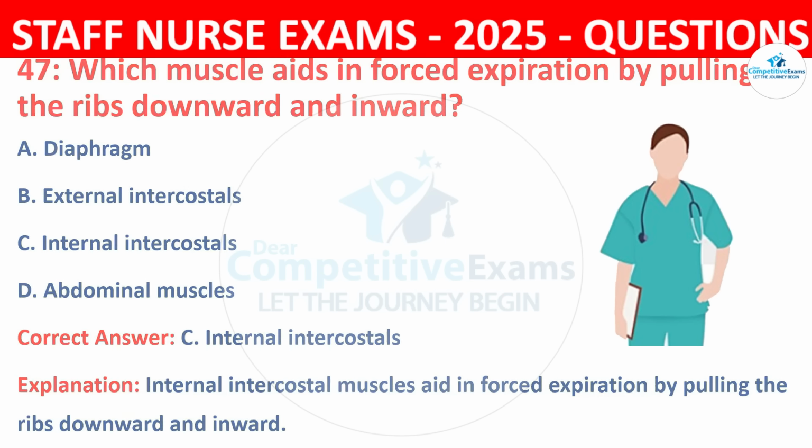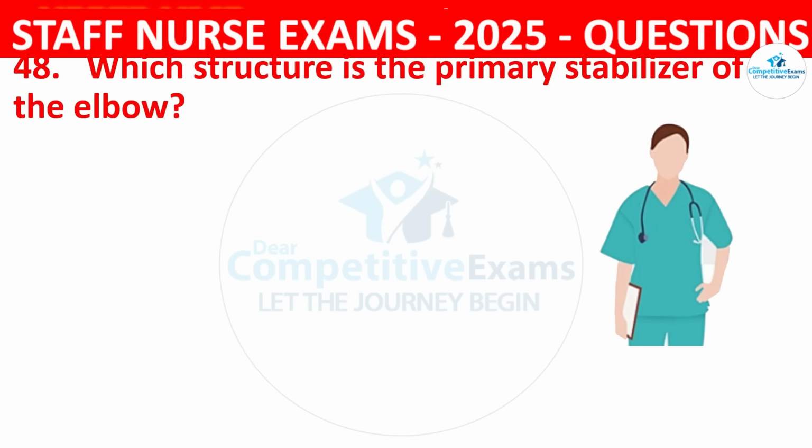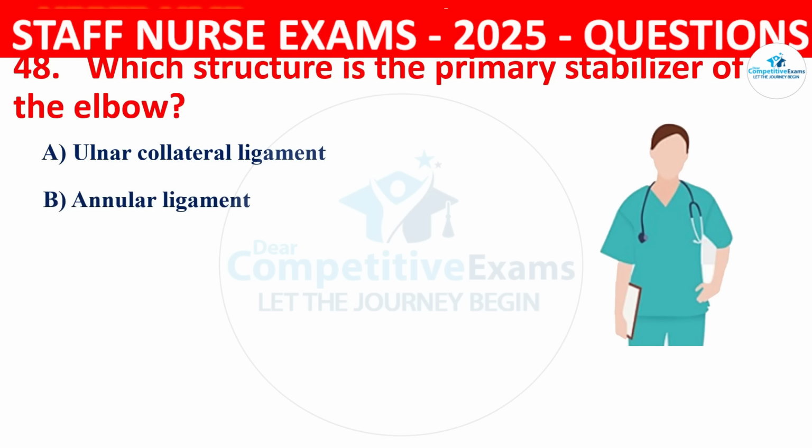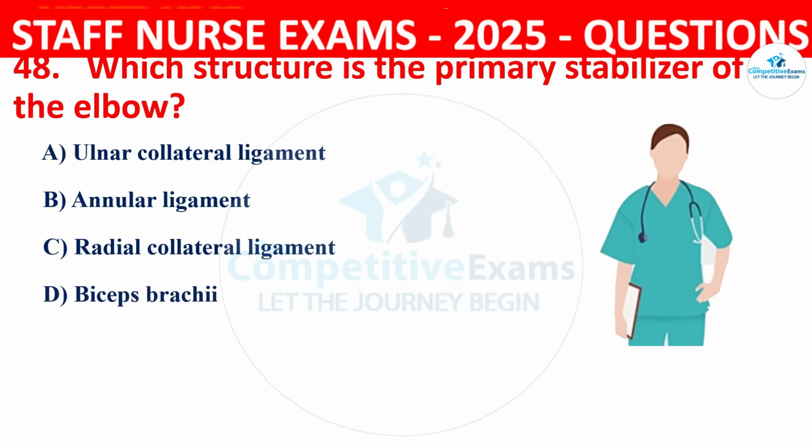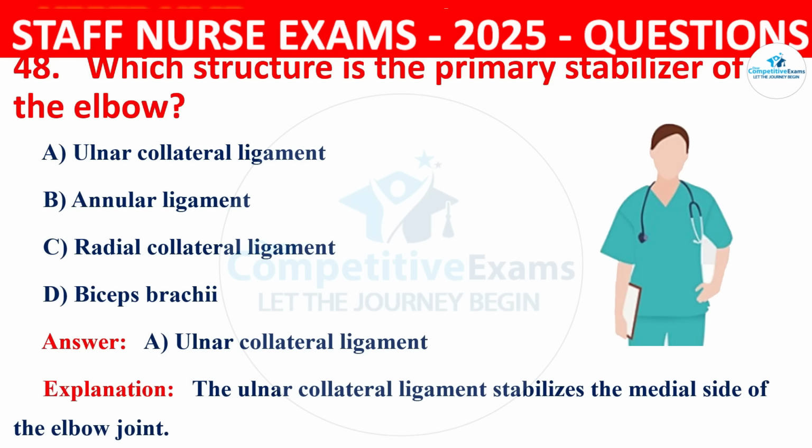Question number 48. Which structure is the primary stabilizer of the elbow? Your options are ulnar collateral ligament, annular ligament, radial collateral ligament, or biceps brachii. The correct answer is A, that is ulnar collateral ligament. The ulnar collateral ligament stabilizes the medial side of the elbow joint.